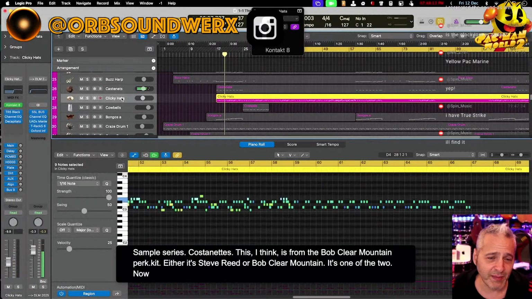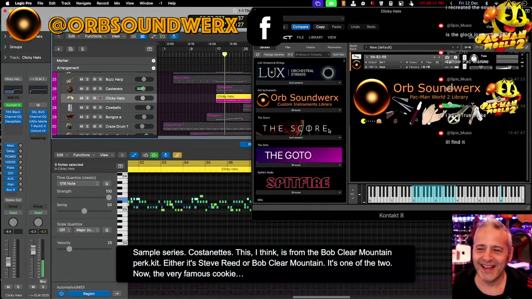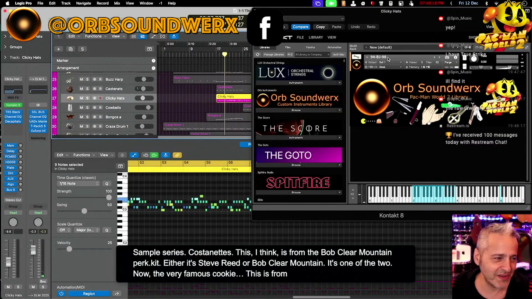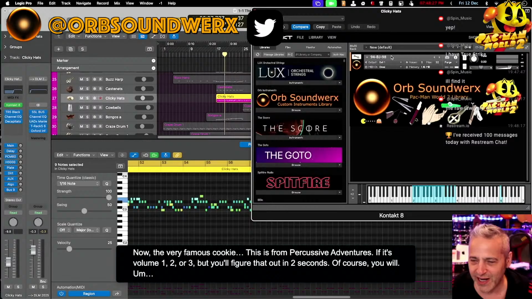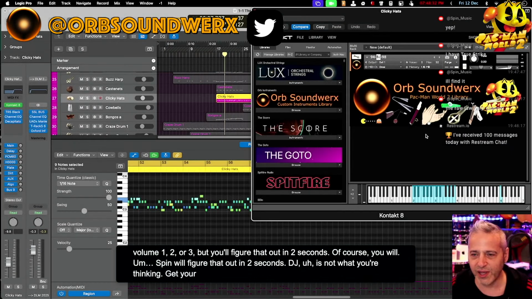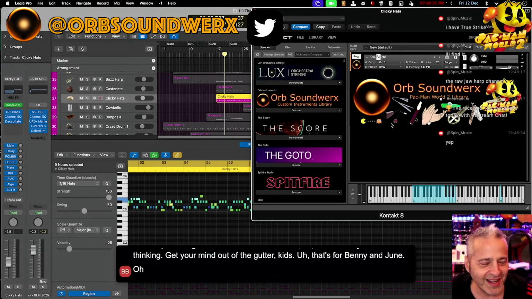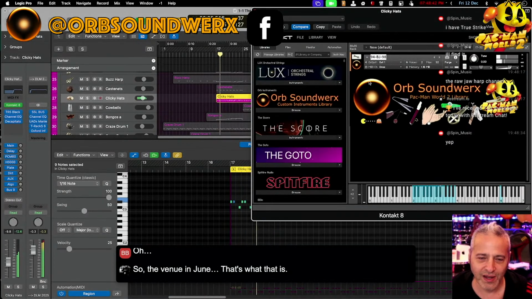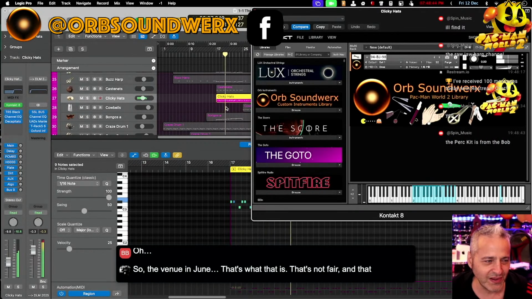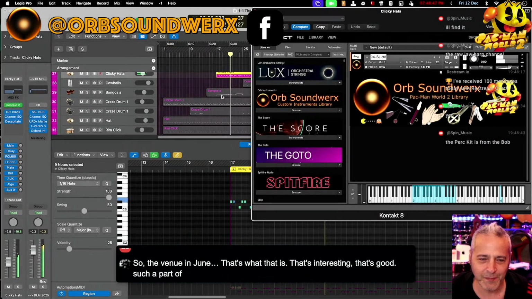Now, the very famous clicky hats. This is from Percussive Adventures, and I don't remember if it's volume 1, 2, or 3, but you'll figure that out in 2 seconds. Of course you will. Spin will figure that out in 2 seconds. The BJ is not what you're thinking. Get your mind out of the gutter, kids. That's for Benny and June. So the Benny and June comedy kit, that's what that is. I say famous because this is such a part of the track, you know?